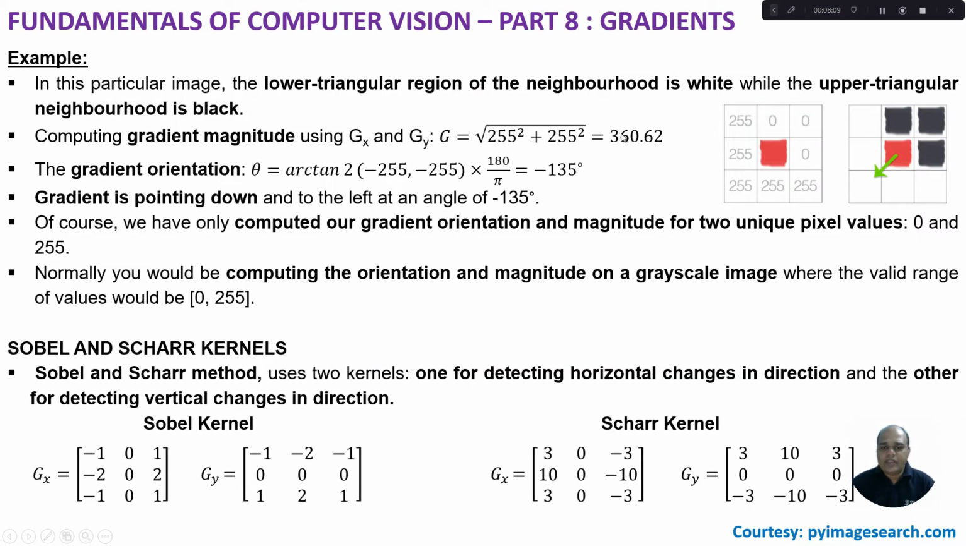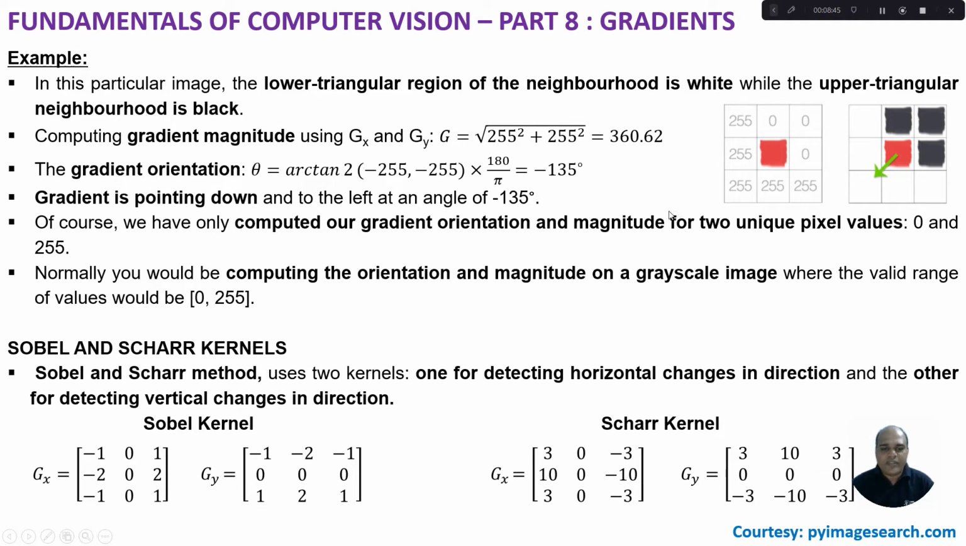And I can use the same values for computing theta. Theta equal to arctan 2 of minus 255 comma minus 255, and this value is multiplied by 180 by pi, so I get minus 135 degree. So minus 135 degree is nothing but the angle shown on this figure. In this direction, the intensity is varying, and that is clearly visible from the image also. From top right towards bottom left, the intensity is changing. So that is how we can compute a gradient in an image.